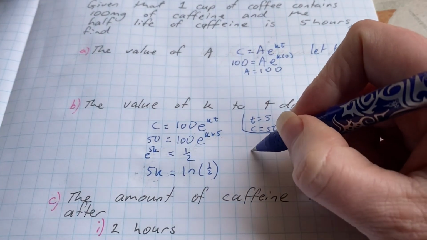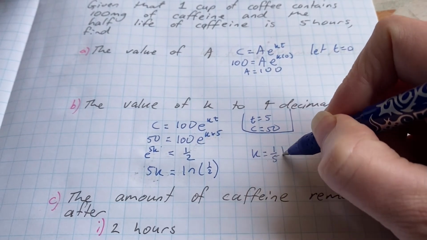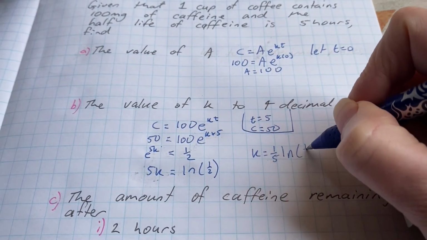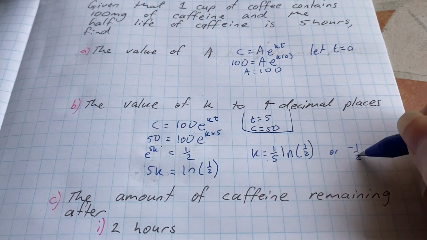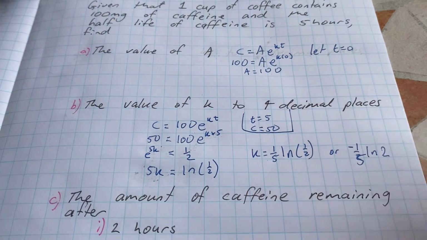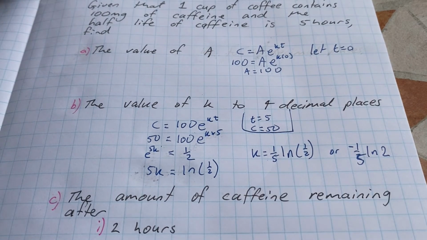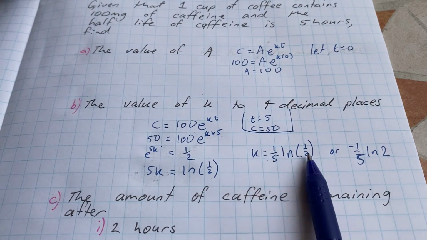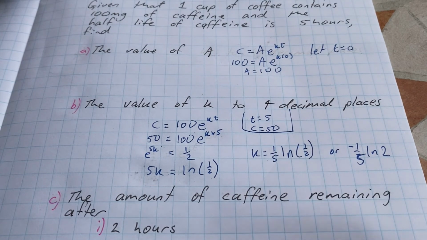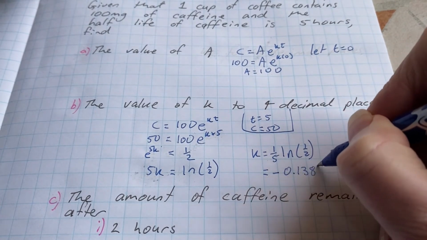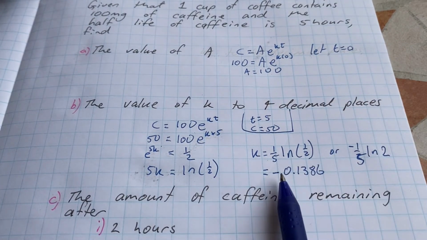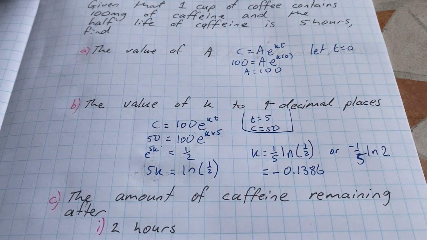And let's divide by 5. So k equals 1/5 of log half, or negative 1/5 log 2. Those are both exactly the same. Now you were asked for 4 decimal places. This is what I would actually use in further working out. But to give it to 4 decimal places, that is negative 0.1386. And remember, if it's negative, that's because it's decreasing. It's decay rather than growth, and that's when you get a negative k value.